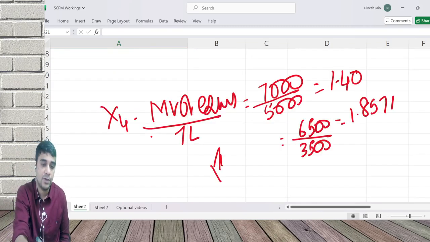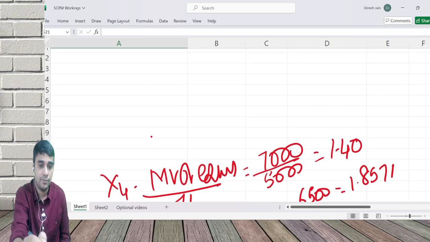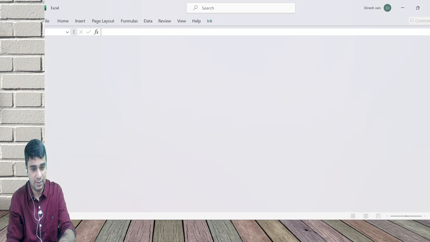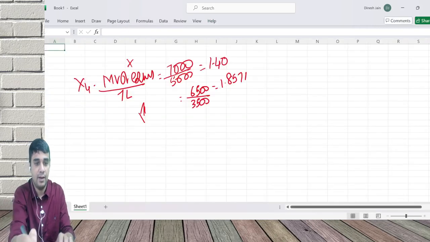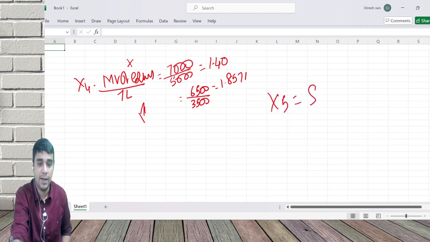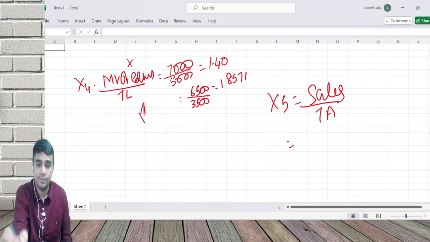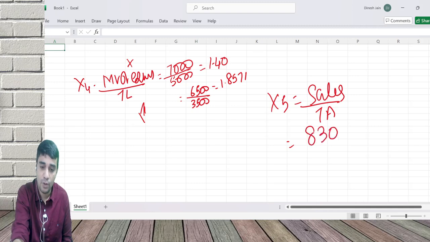Then last, X5. What's the formula for X5? Sales by, just give me a minute. X5 is equal to sales by total assets. What is the sales figure? 8,000. Total asset. What's the number you get?